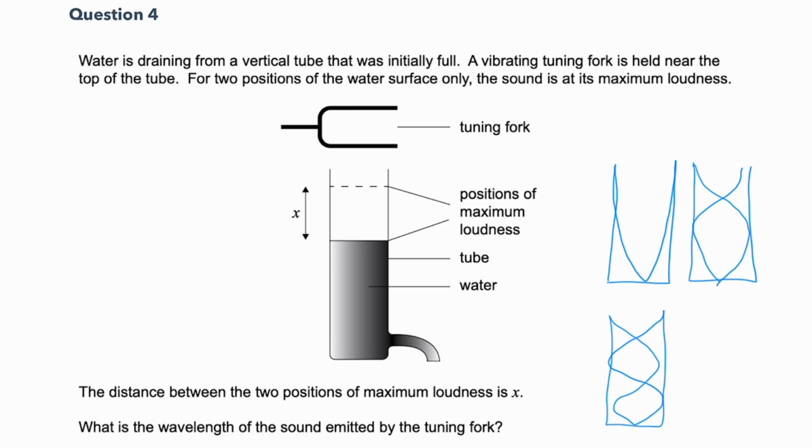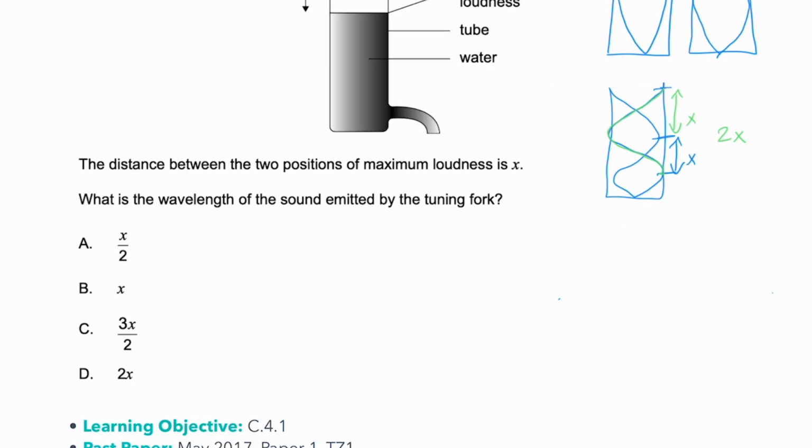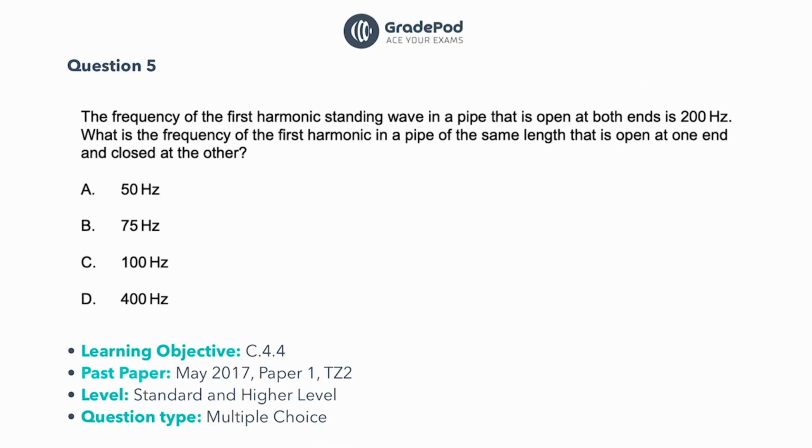And you can see that the maximums are here, here, and here. And we can tell from the question that that's x. Let's look at that pattern and establish one wavelength. Well, one wavelength starts here, goes all the way up and then down again, and that's x as well. So the wavelength of one wave is actually 2x. Our answer is D.